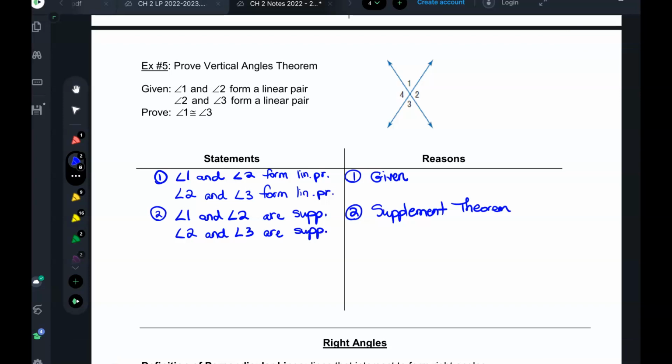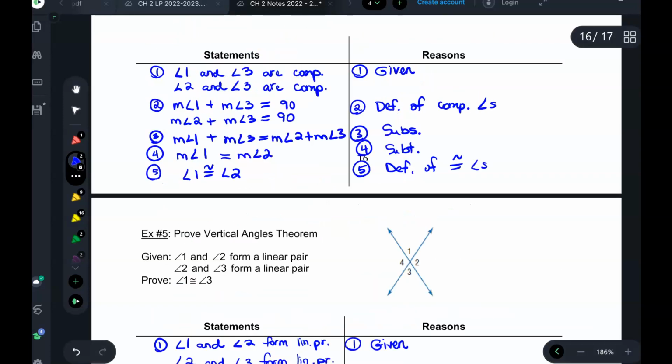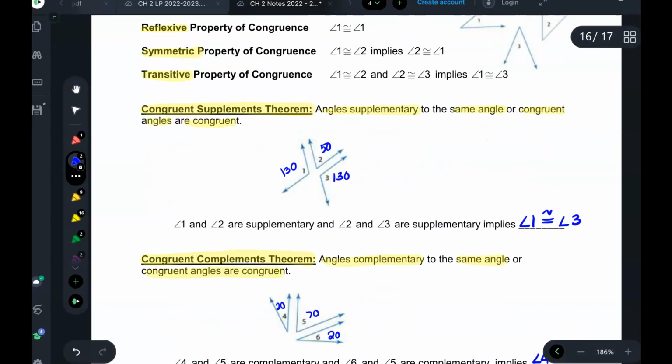Now, this could be a 3-step proof instead of supplementary. It could be a 6 or 7-step proof. So I wanna do that. I can actually prove it right now. I just need to pick the right definition or theorem. Did we have something about 2 angles that are supplementary to the same angle? We just did it.